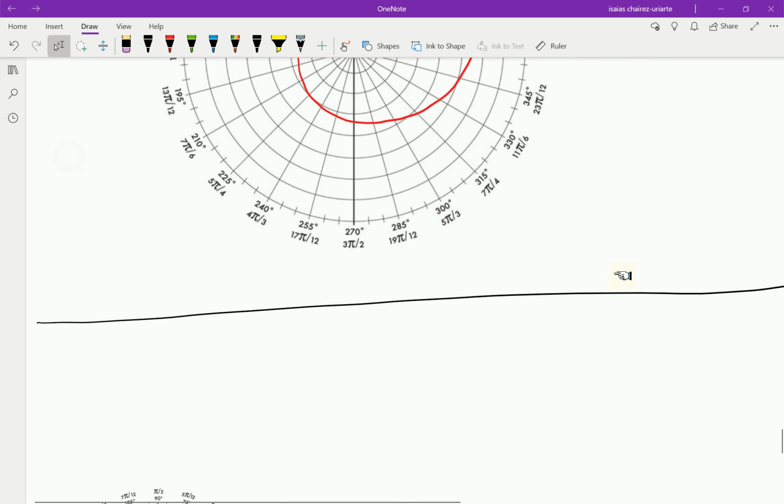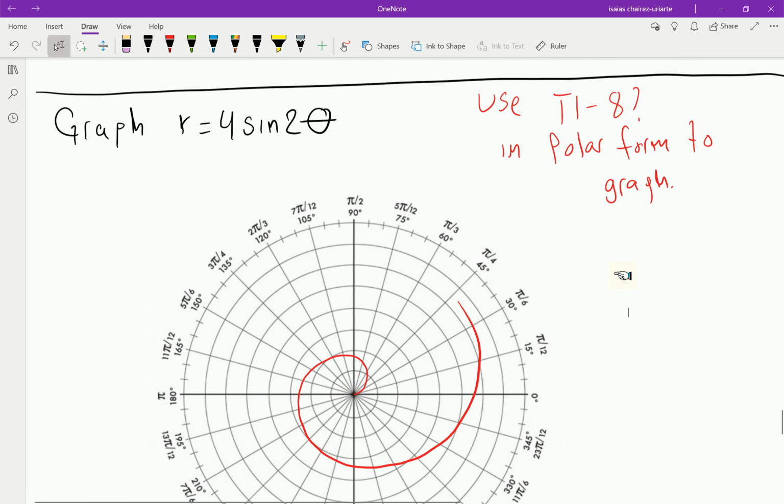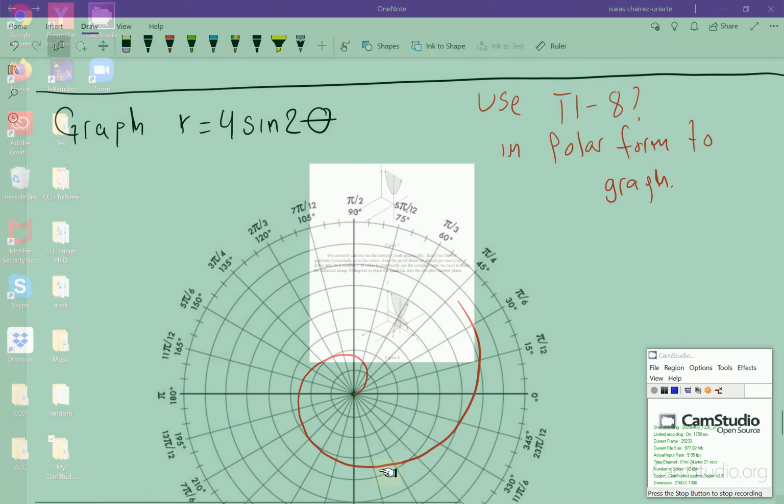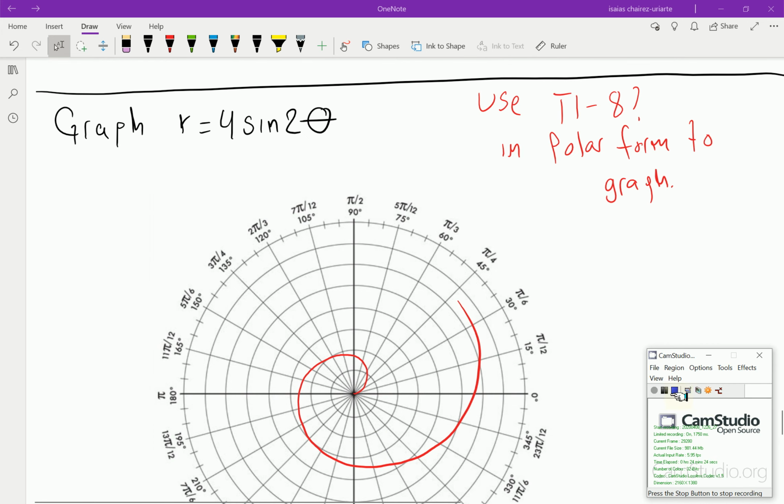And that is it for this section. That is it for 8.7. We've dealt with some polar equations and polar graphs and changing back and forth between polar and rectangular.